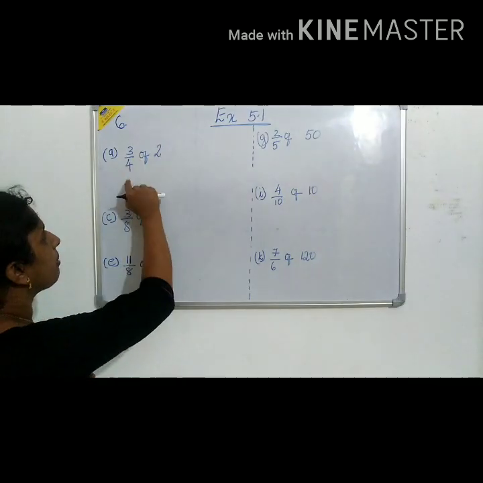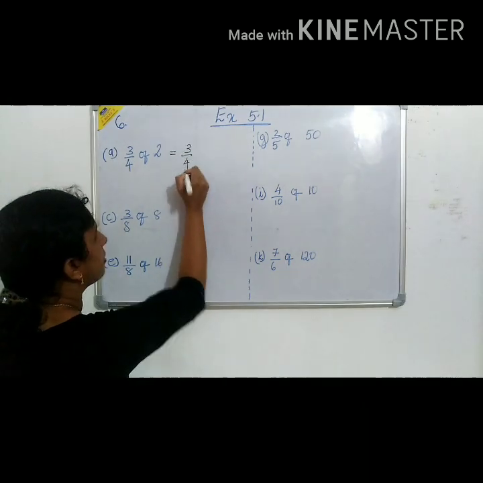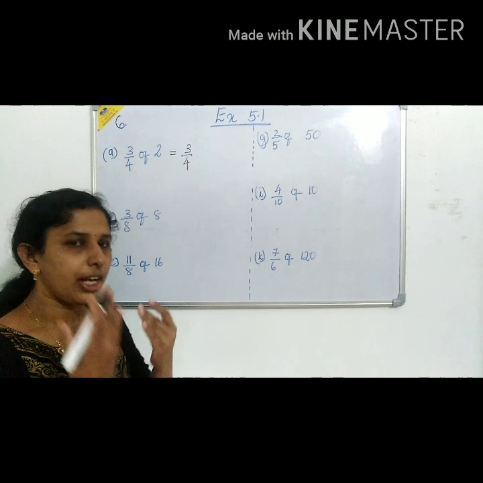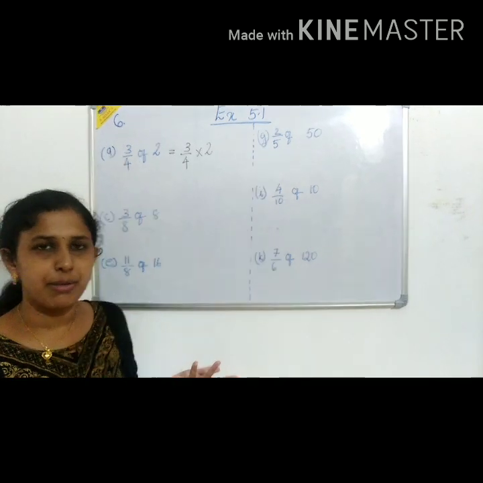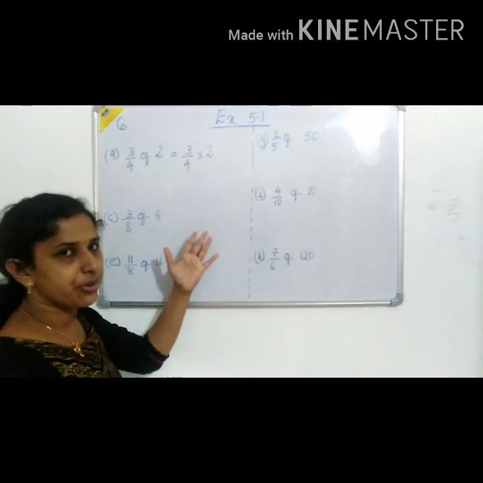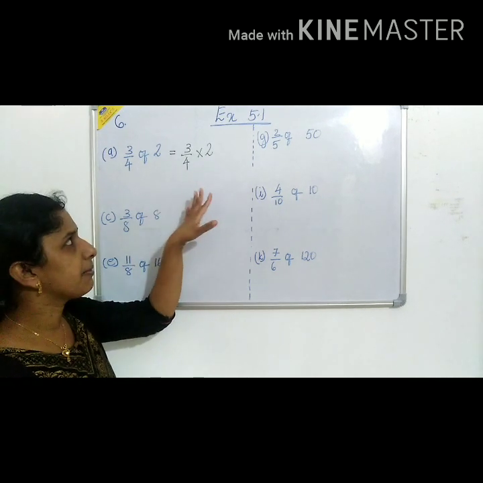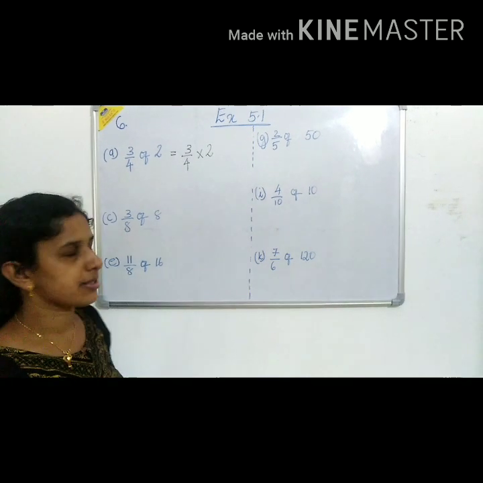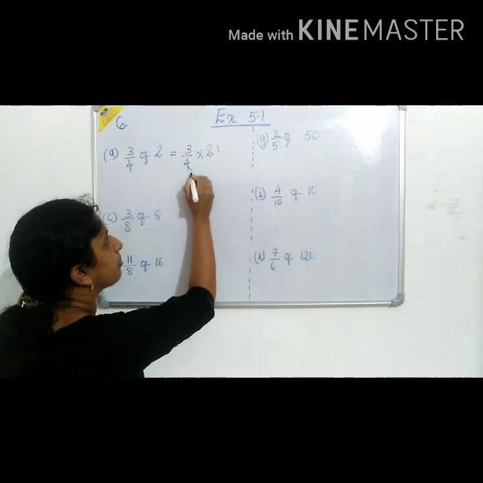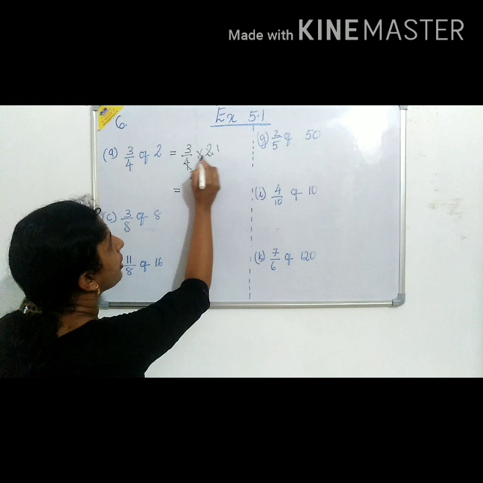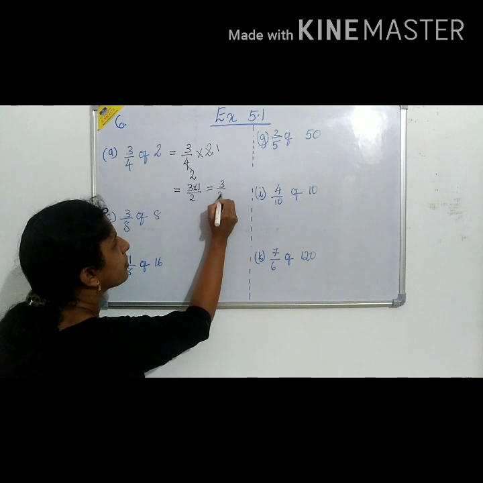First one is 3 by 4 of 2. That is equal to 3 by 4. I already told you of means into 2. This one already we are familiar with this type of questions. What to do here? Here we are multiplying a whole number and a fraction. Before multiplying, you have to cancel the common factors. So here it is 2 and 4. We can cancel by 2. 2 by 2 become 1. 4 by 2 become 2. So answer is equal to 3 into 1 by 2. That is equal to 3 by 2.